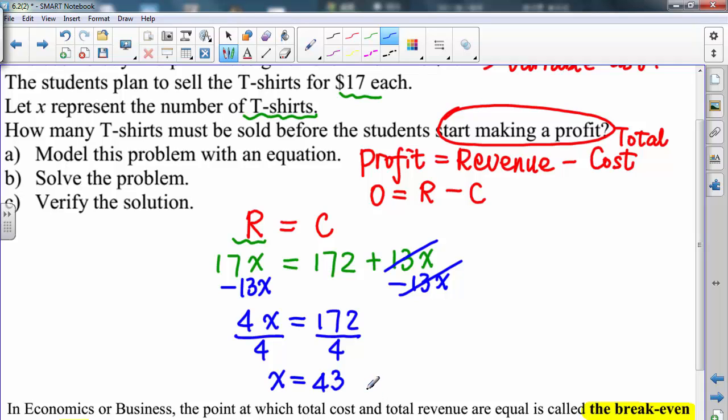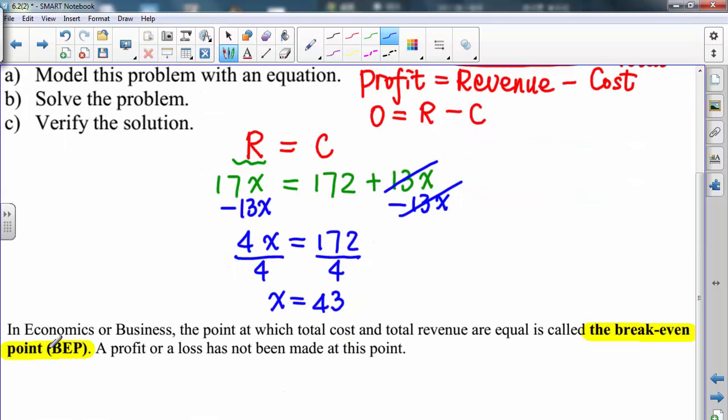This one means the students need to sell 43 t-shirts in order to make the revenue balanced with the cost, where profit is 0. So in economics or business, the point at which total cost and the total revenue are equal is called the break-even point. We also can say BEP. So a profit or a loss has not been made at this point. That means your profit is 0.